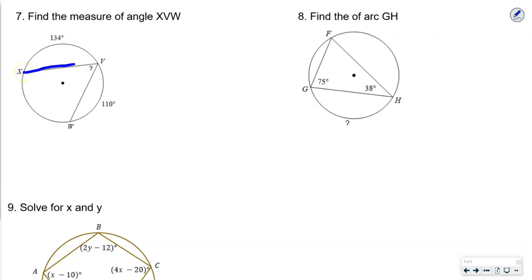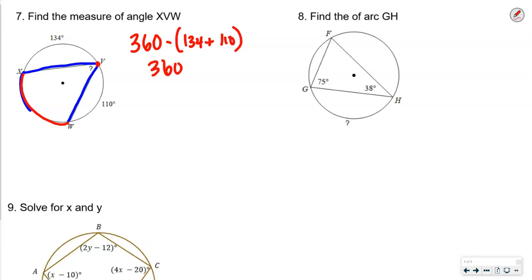So XVW is this angle right here, and we know that it has a relationship to the arc that subtends or intercepts it. Okay, so hopefully you remember that if the vertex is on the circle, then this angle is half the arc. Well, I don't have the arc, but I have 2 of 3 arcs. Can't all 3 added together equal 360? So we're going to do 360 minus the 134 plus the 110.